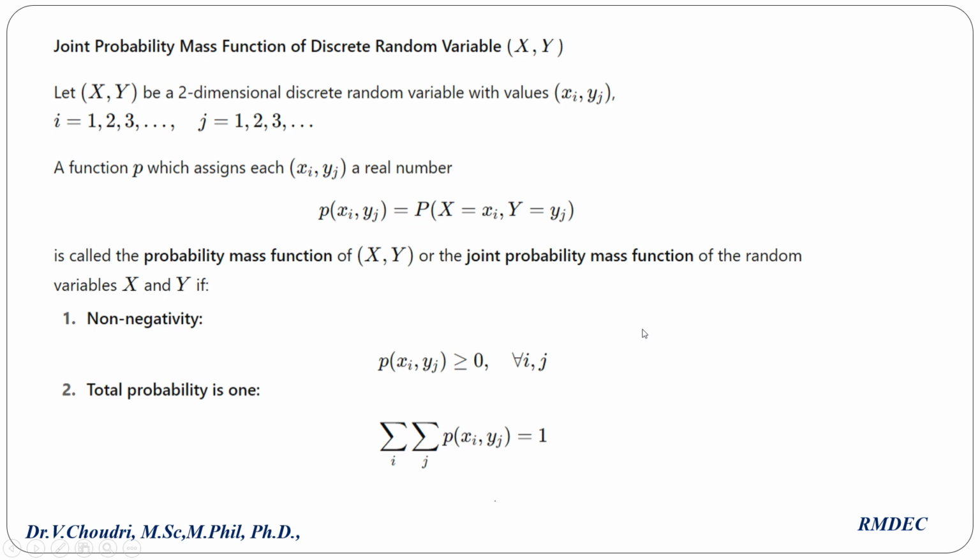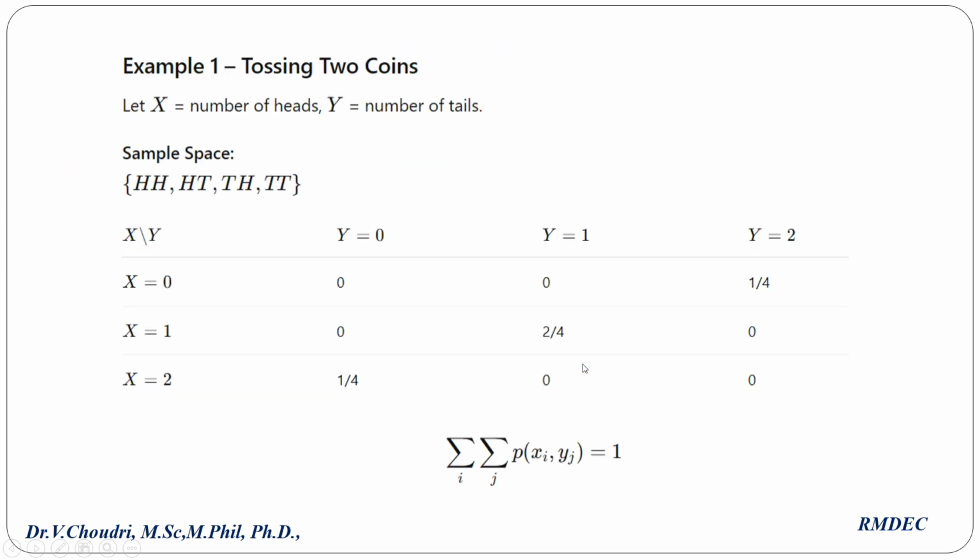For a single random variable x, there is only one row: some values of x and the corresponding P(x), and adding all the probability values gives 1. Here there are x values and y values, and inside are the probabilities of the pairs. When we add all the values, the answer equals 1. That is, the total probability equals 1. Okay, example. We will take the same previous example, tossing two coins.